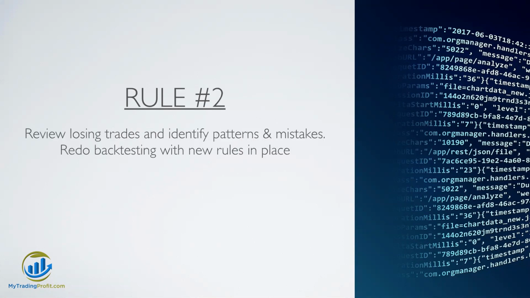Rule number two: once you complete your 20 trade backtesting, review losing trades and identify some of the patterns and mistakes that could have been prevented. Make note of the new rules and redo the backtesting process again with the new rules in place. This is how you improve your trading plan and tweak it for consistency. I recommend starting the new backtest from the same place as before so you can compare the two results.